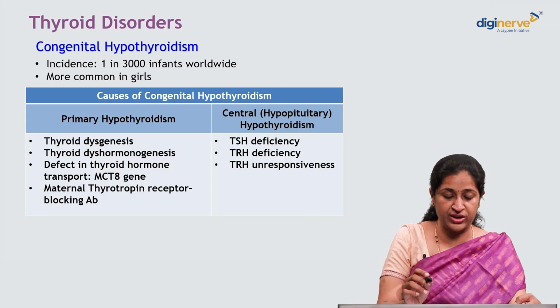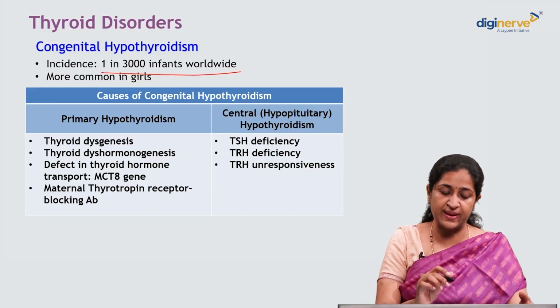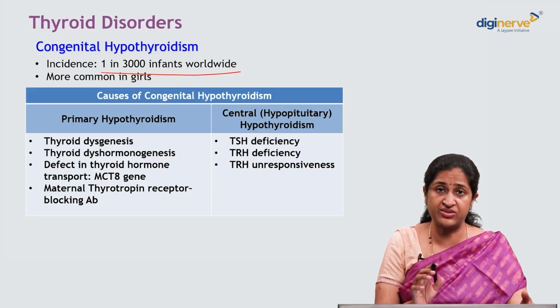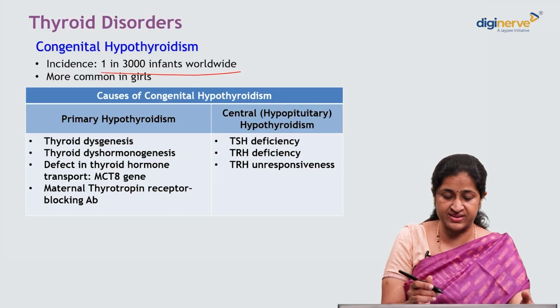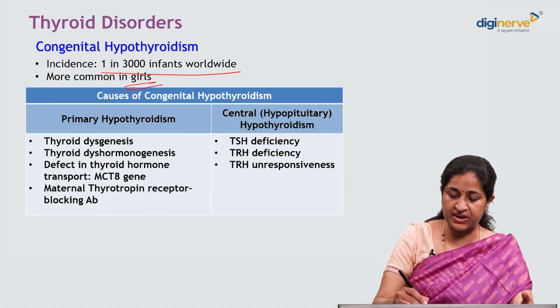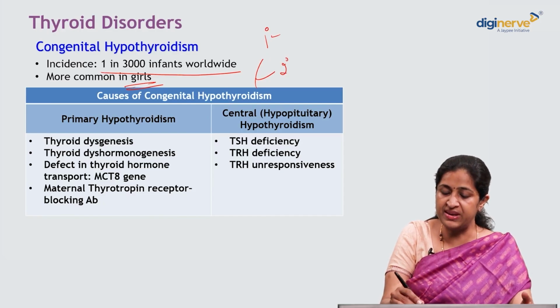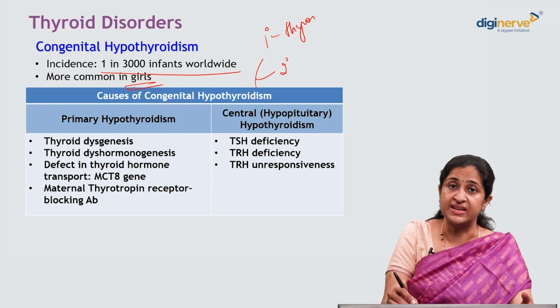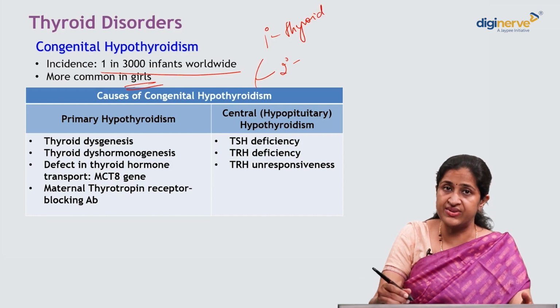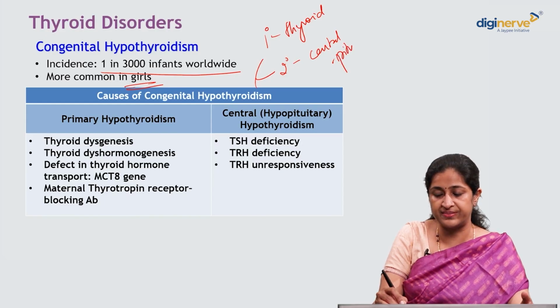Now coming to thyroid disorders, most common is congenital hypothyroidism. The incidence of congenital hypothyroidism worldwide is 1 in 3,000 infants, which is a very high incidence. It's supposed to be more common in girls. There are two causes, primary and secondary. Primary is where the problem lies in the thyroid. Secondary is where the problem lies centrally in the pituitary.